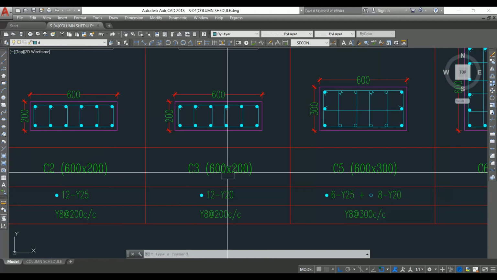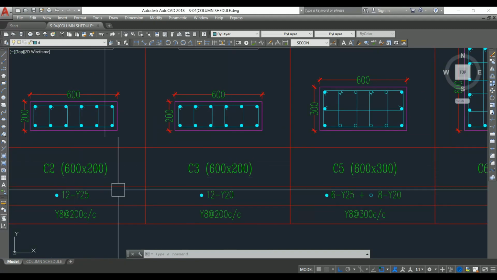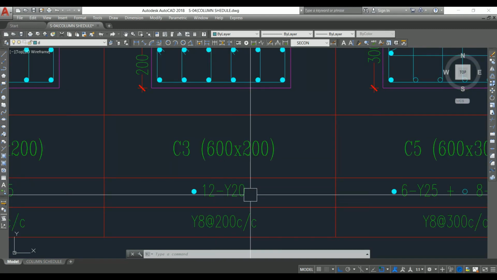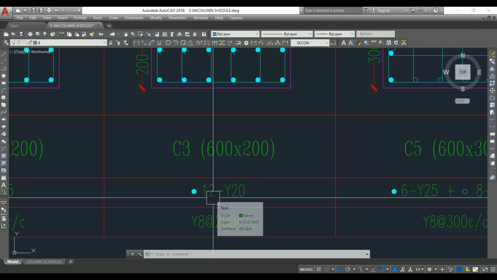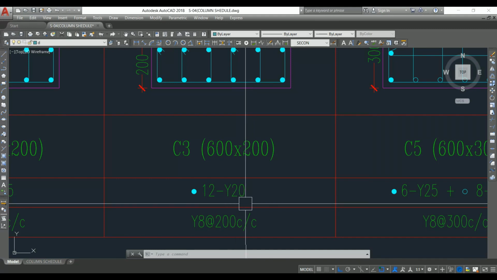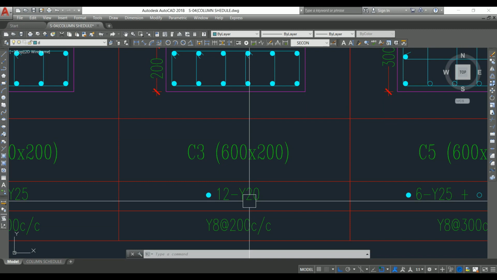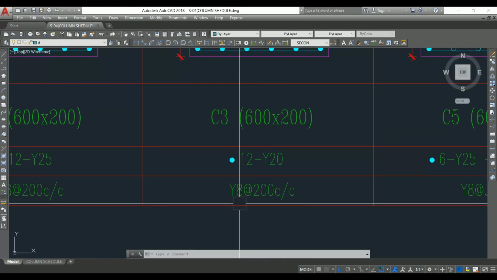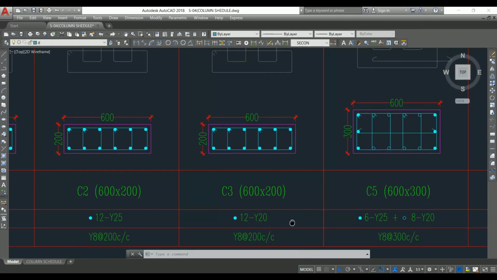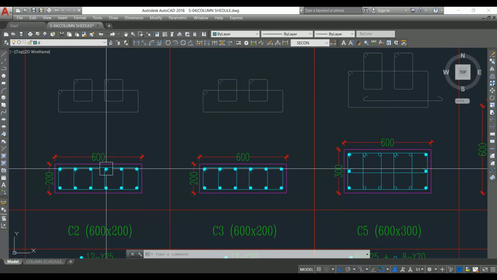Next, column C3 is the same size as C2, but the reinforcement is different. See here, 12 number of bars only, but the diameter of the bar is 20 mm. Instead of 25 mm, here we have 20 mm dia bar, and the tie spacing is the same, 8 mm at 200 mm center to center. So the arrangement looks like column C2 only.